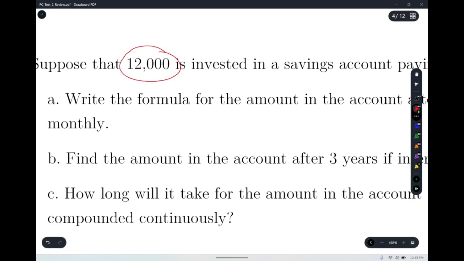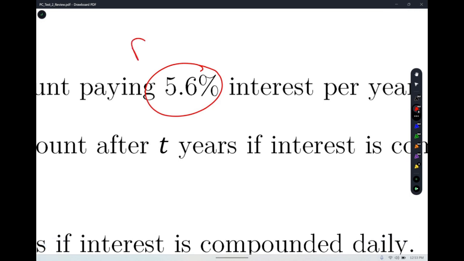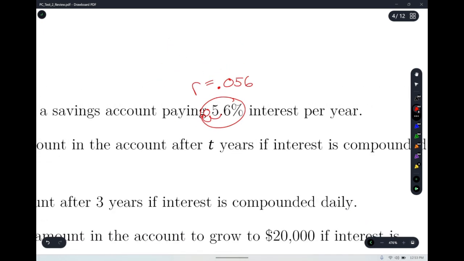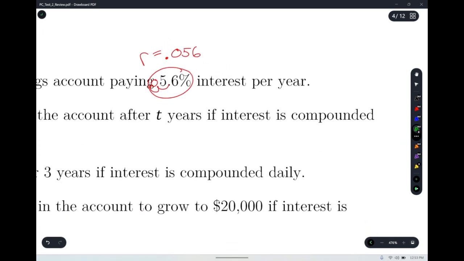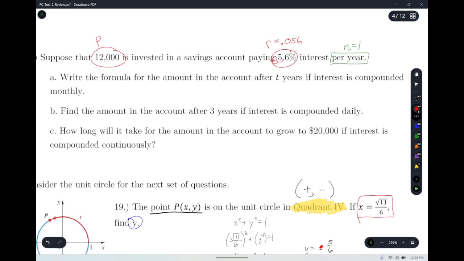What does the 12,000 stand for? Principal, capital, whatever you want to call it, what you start with. 5.6 is the R in the formula, but you have to write it as 0.056. You had to move it twice and fill in your zeros. Okay, what else we got? Per year, that means what? N equals 1. T is down here where you see, after 3 years. That's a T.